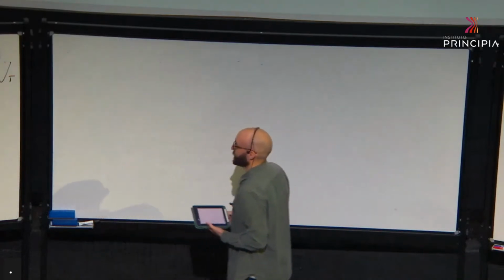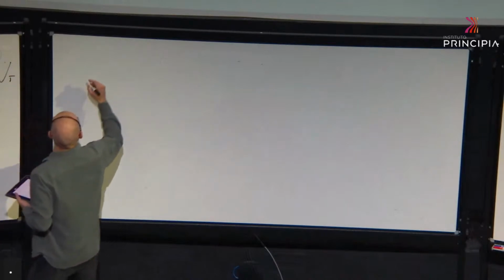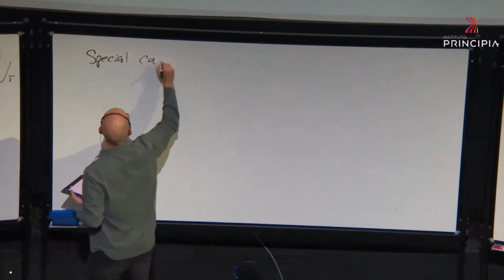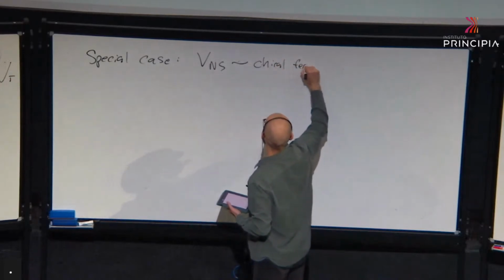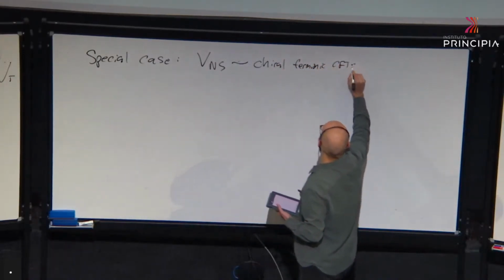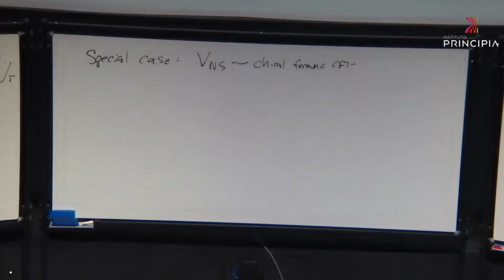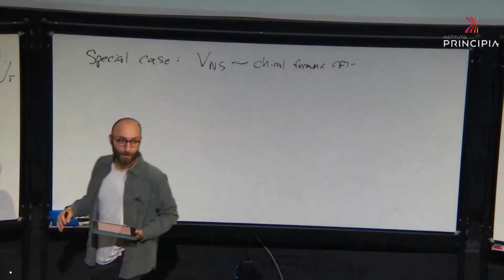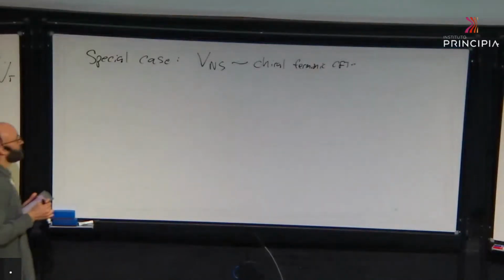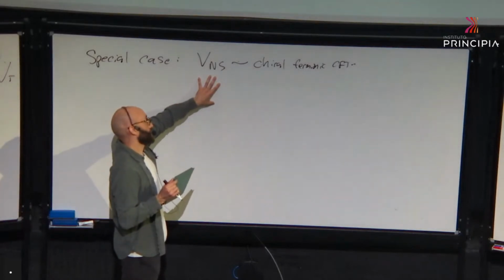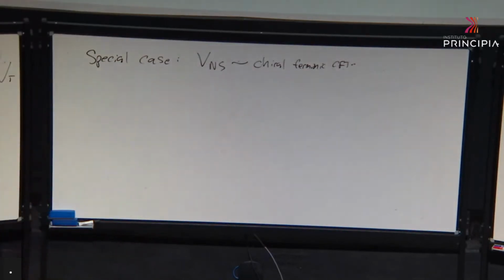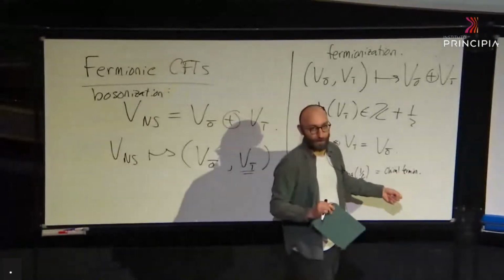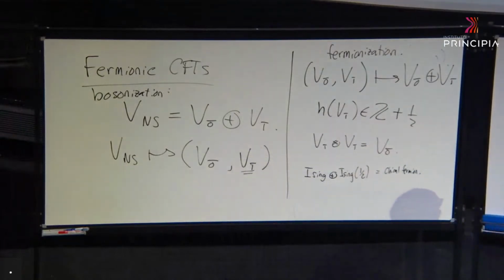Okay, so let's think about what happens in a special case. For my special case, I want to consider the case that V and S is a so-called chiral fermionic theory. This is the analog of the situation for bosonic theories. We called a bosonic theory a chiral CFT if its only primary operator was the identity operator. And likewise, we'll call a fermionic CFT chiral if its only primary is the identity operator in the NS sector. An example is free chiral fermions.